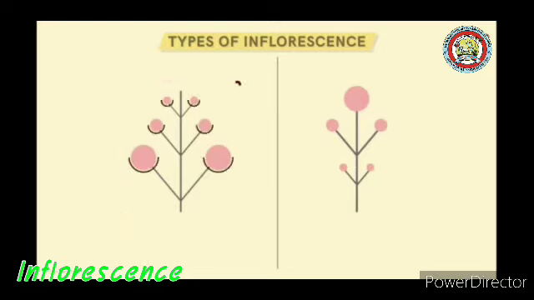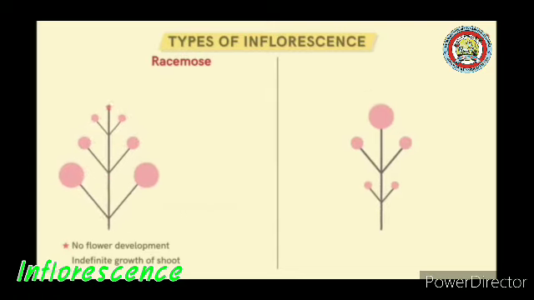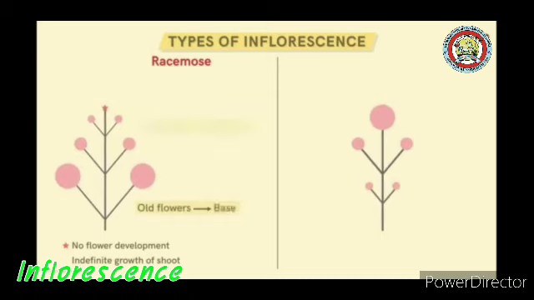The first type is where the flowers are arranged laterally along the central axis. The most important point to note here is that the apex or the terminal point of the shoot does not bear a flower. That means it can grow freely and indefinitely. Such a type is called racemose inflorescence. Here, the arrangement of the flowers is alongside the central axis, leaving the apex free. In this type, the older flowers are found near the base, while the newer ones start developing towards the apex. Now, since the apex can grow continuously and indefinitely, this type is also called indefinite inflorescence.